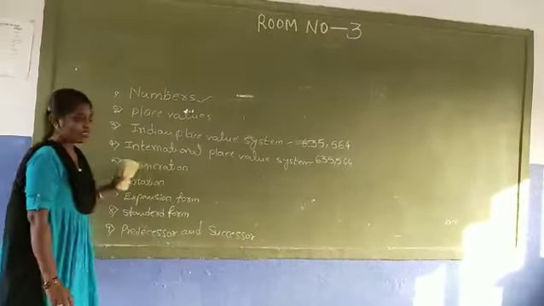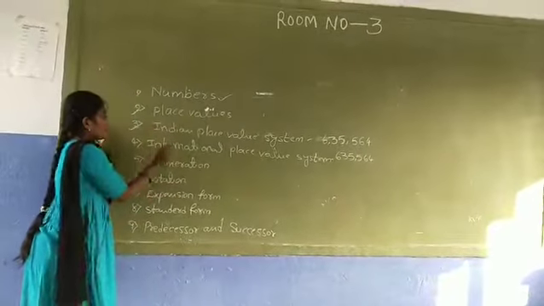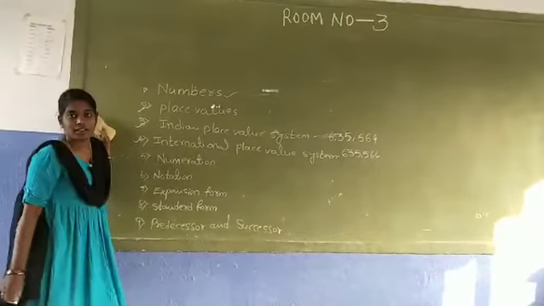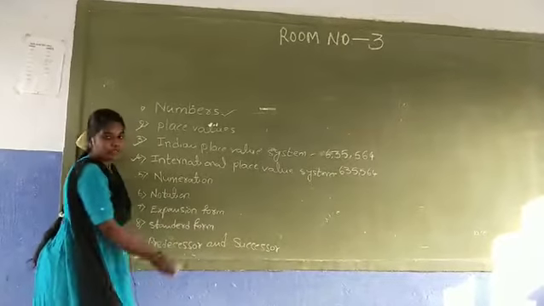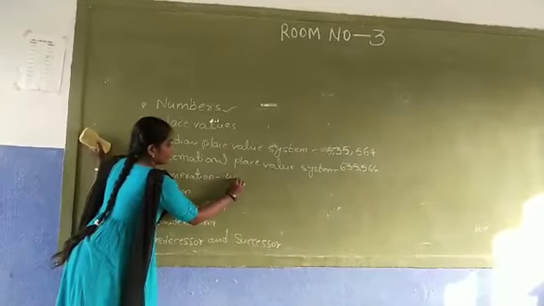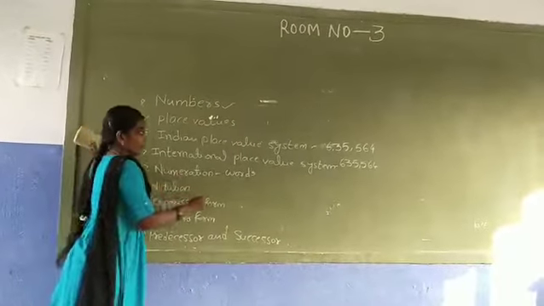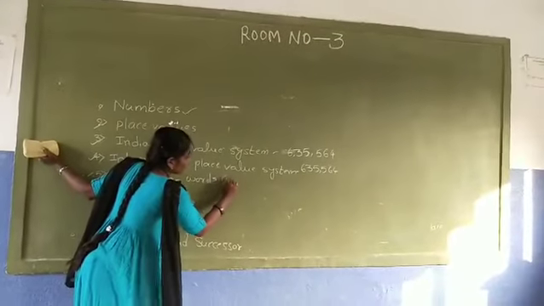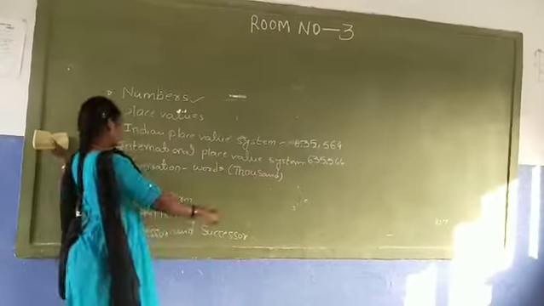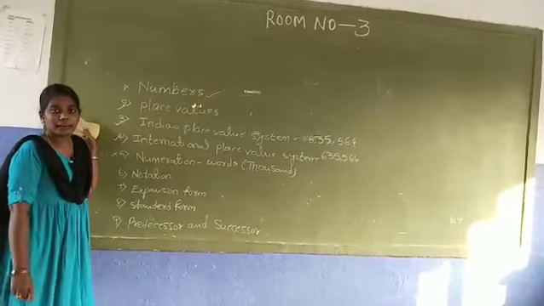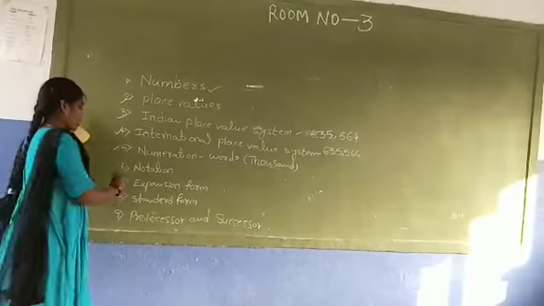These are the two place value systems, and then we discussed numeration. What is numeration? Numeration means writing a number in words form. I am writing one example, 1000. Numeration means writing a number in words form.